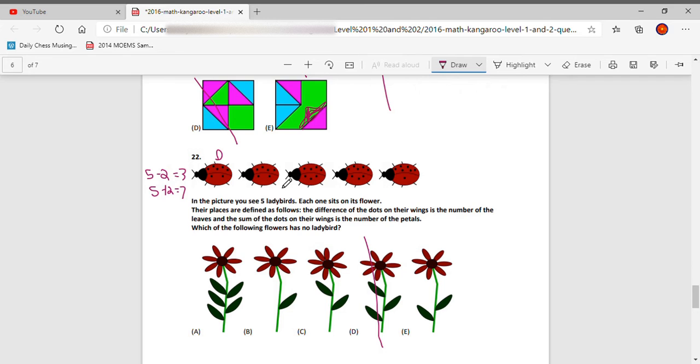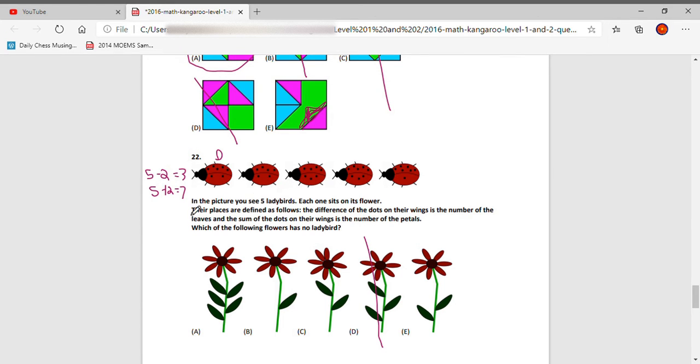The next one has 4 and then 2. So 4 minus 2 equals 2. This one will go on C. And then 4 plus 2 equals 6. Oh, it doesn't go on C because this one actually has 8 petals, meaning that it actually goes on E. So you always look to make sure that we are being accurate. And then you see also for E, wait, this one has 7 petals. So where does this ladybug go?